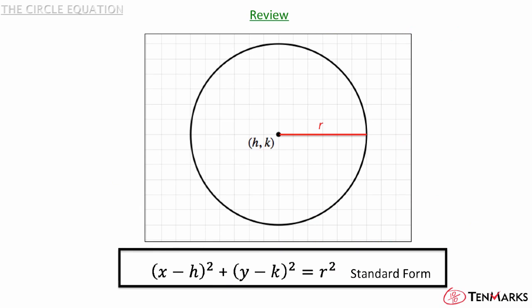In review, a circle with center (h, k) and radius r has an equation of (x minus h) squared plus (y minus k) squared is equal to r squared in standard form.